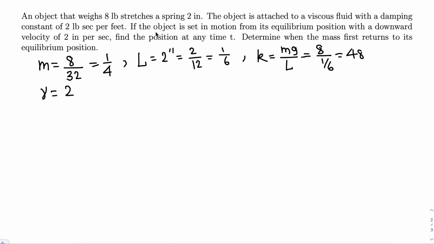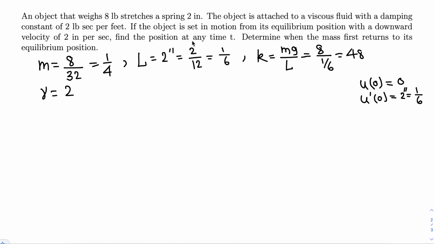Gamma is 2. If the object is set in motion, these are initial conditions, initial values. If it is set in motion from its equilibrium position, equilibrium position means the initial displacement is nothing, 0. With a downward velocity. Downward means positive, upward means negative, right? So downward velocity, u prime 0 is 2 inches, 2 means 2/12, so 1/6.